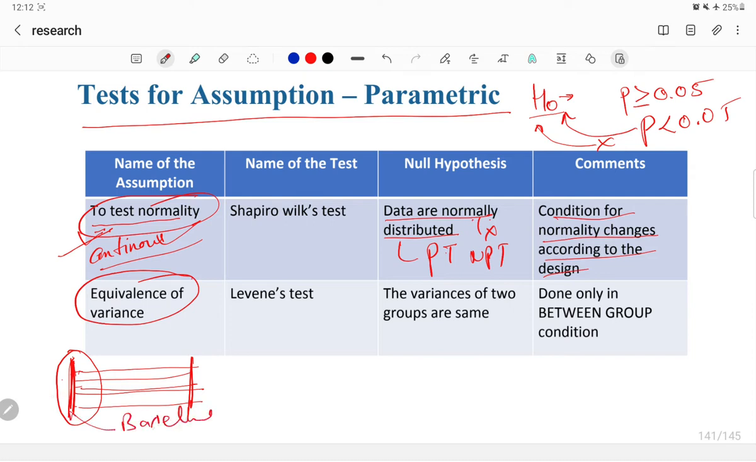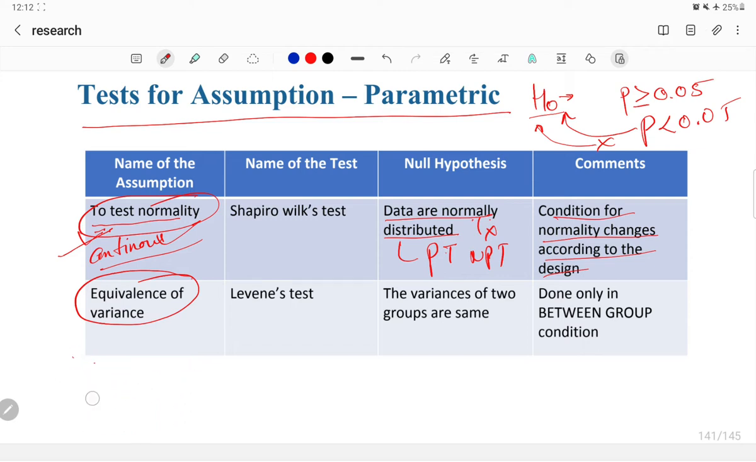To check if the research groups are starting from the same baseline, we go for equivalence of variance. Just simply to check the baseline. The test name is Levene's test. Here the null hypothesis is that the variance of the two groups is the same, meaning both are starting from the same point.